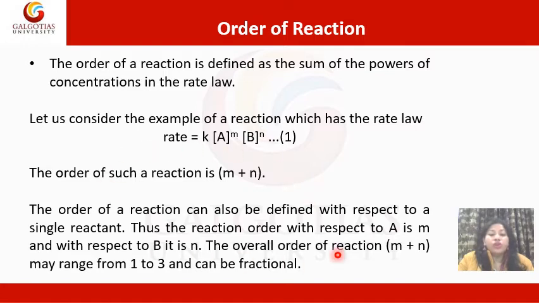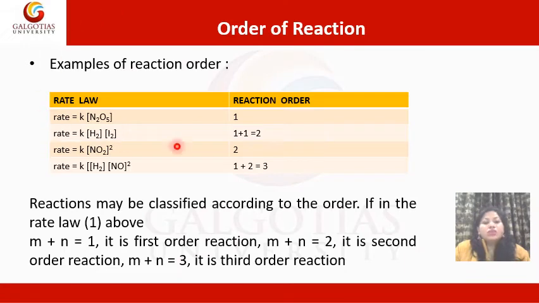So, the overall order of the reaction is m plus n, which may range from 1 to 3 and can be fractional. These are some of the examples of how to calculate the order. In the first reaction, rate is equal to k times the concentration term of N2O5. There is only one power, so the order of reaction is 1.